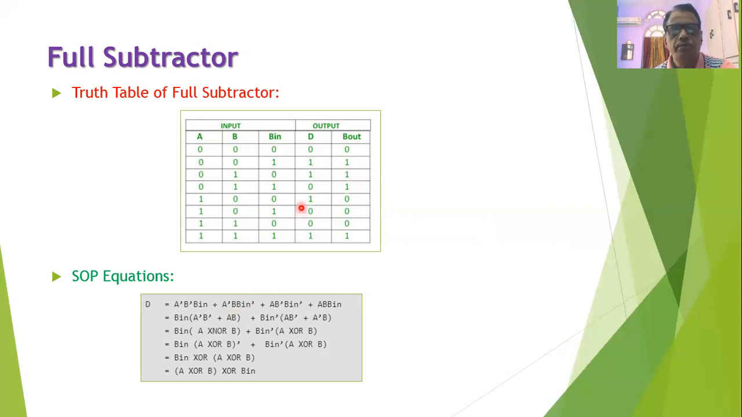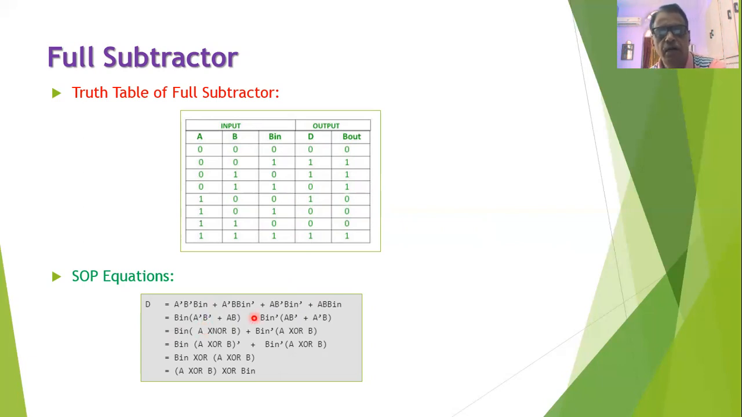In the third case, A is 1, B is 0, and B in is also 0. Therefore, this case can be written as A B bar B in bar. And in the last case, the difference output is 1 when A, B and B in all are 1. Therefore, this case can be written as A B into B in. Now you can easily observe that from the first term and from the last term, we can take this B in common, and therefore we get inside the term A bar B bar plus AB.